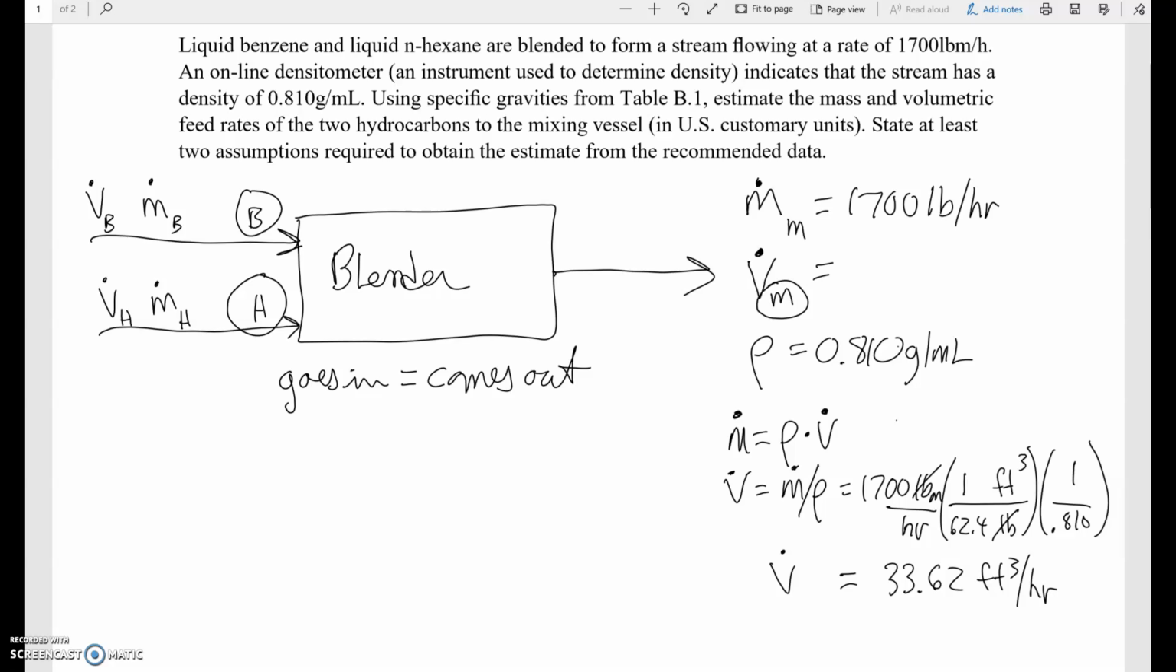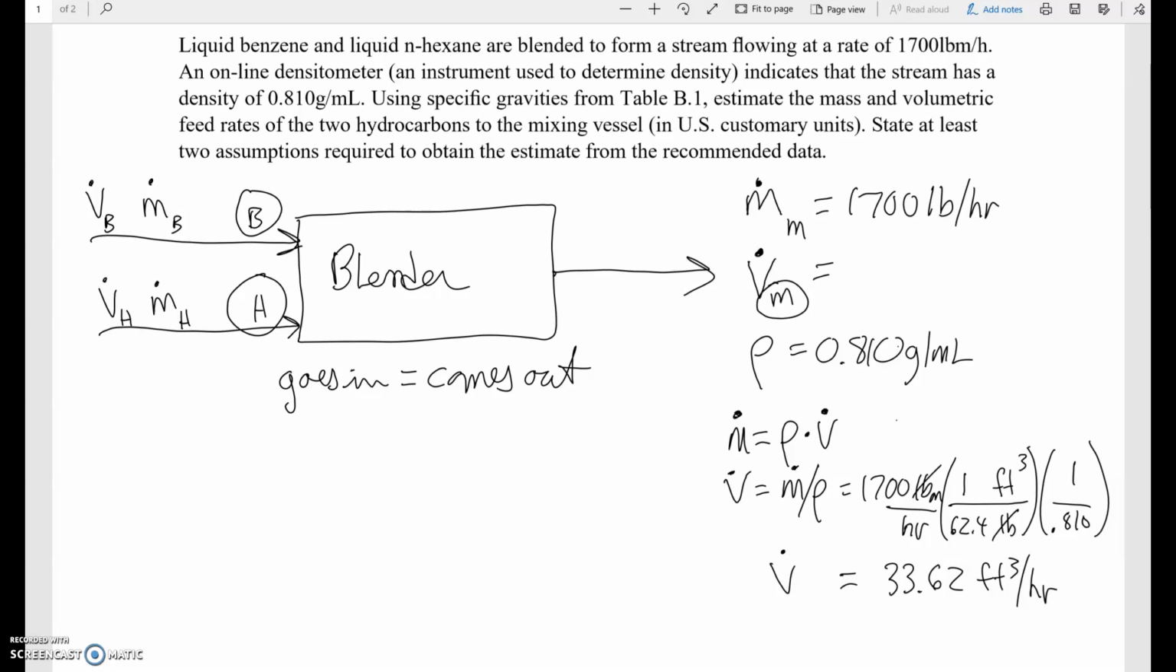It's 1,700 pounds per hour. So I can write m dot of the mixture coming out is 1,700 pounds per hour. And we know that what goes into the blender is the same number as what comes out of the blender, right? Otherwise, there would be an accumulation in the blender or a draining of the blender. We know that that doesn't happen at steady state.